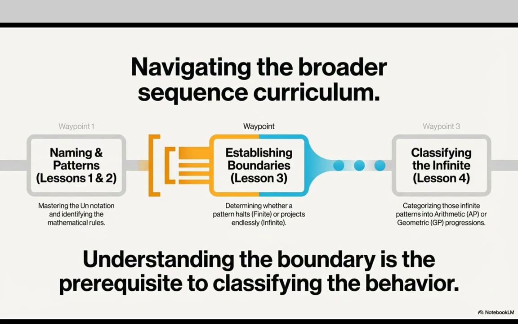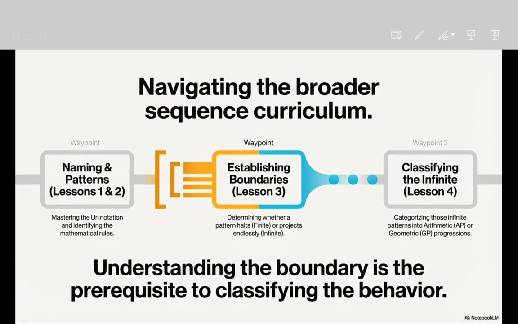All right, so this is how far we've come. Lesson 1 and lesson 2 taught about naming and patterns. And in lesson 3, we've established finite and infinite sequences. All right, we're going to move on to lesson 4. See you there.